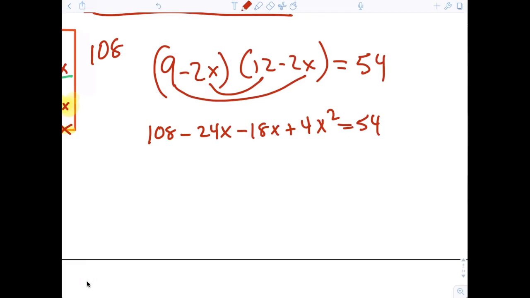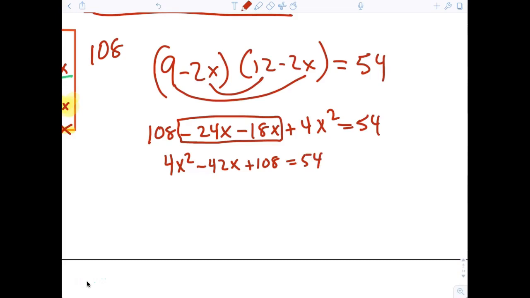Okay, now we're going to simplify everything. So I have 4x squared. What is this added together? Not yet. What is it? Yes, negative 42x, and then plus 108 equals 54. Now what?